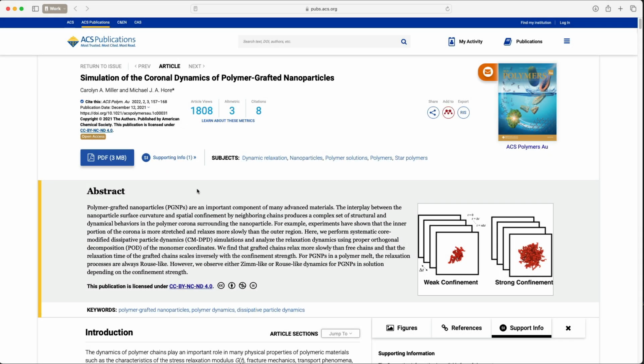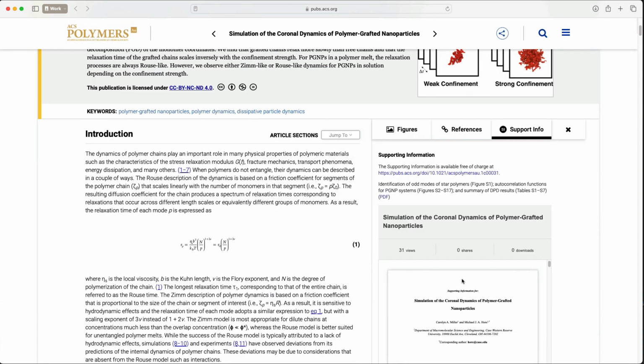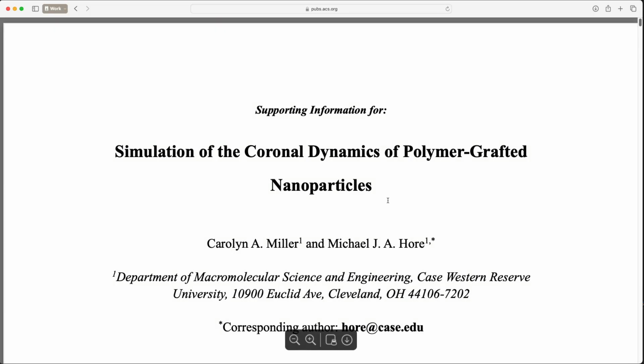So here's a paper from 2021. It was actually accepted in 2021, published in 2022. And we used DPD with some modifications to look at the behavior of polymer grafted nanoparticles. But as part of this study, one of the things that we did is we looked at just free polymer chains. And so we do have some data on how these things should behave on their own.